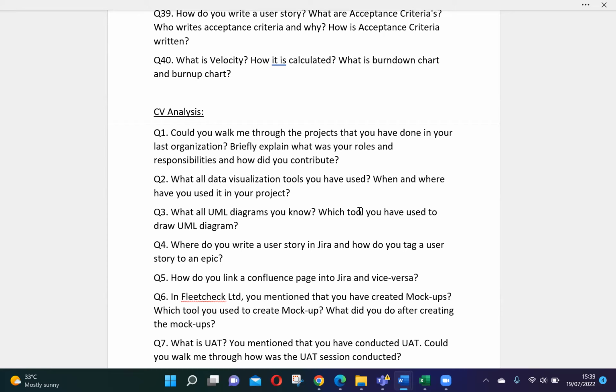What data visualization tools have you used? When and where have you used them in the project?